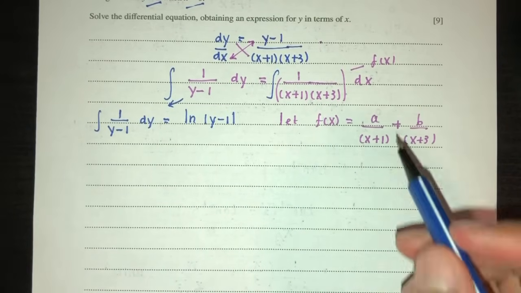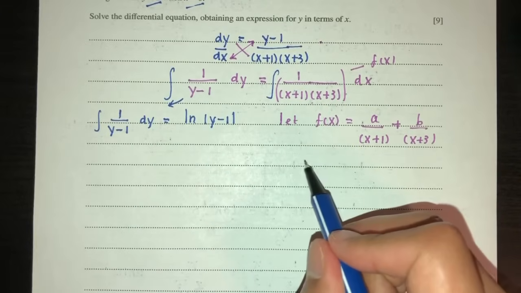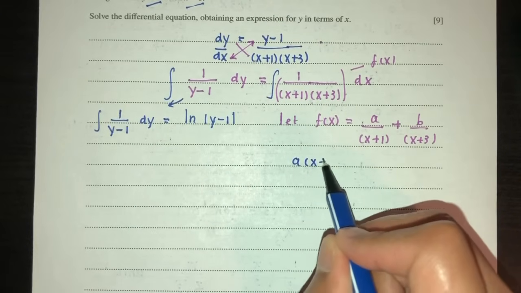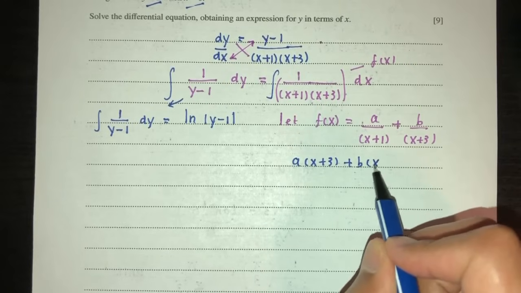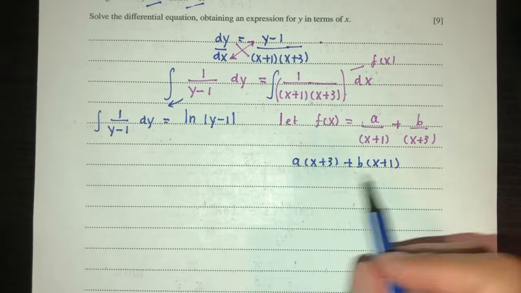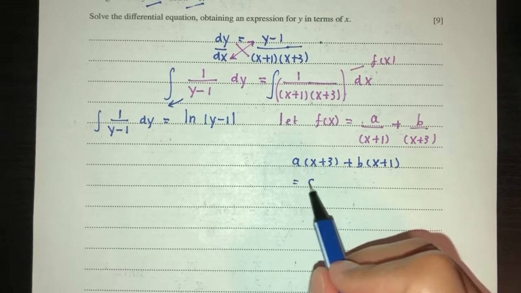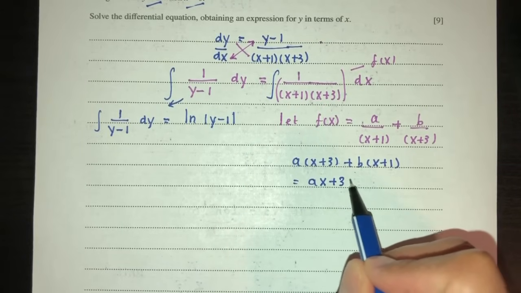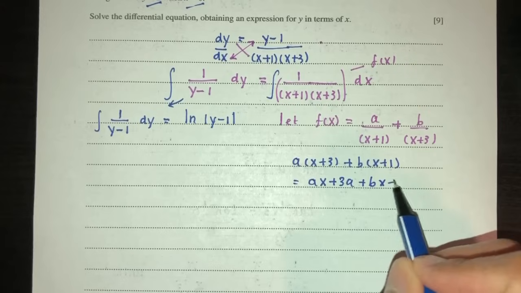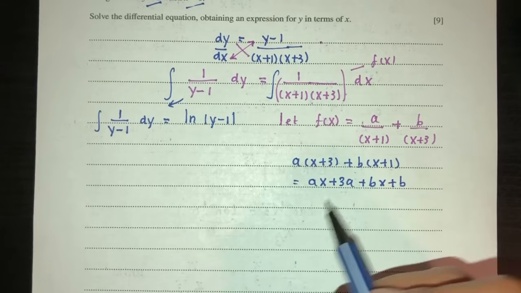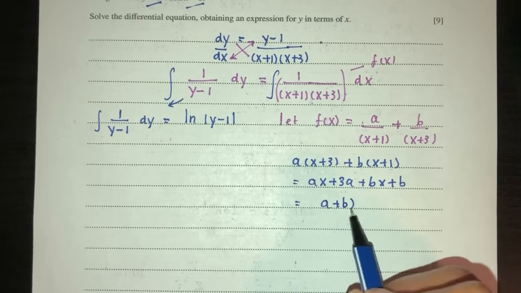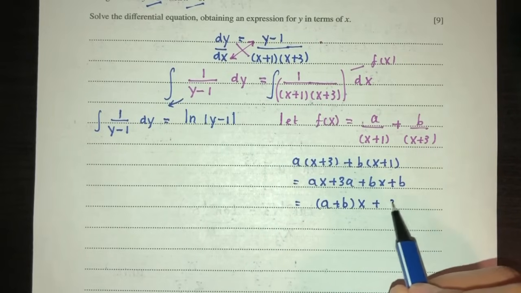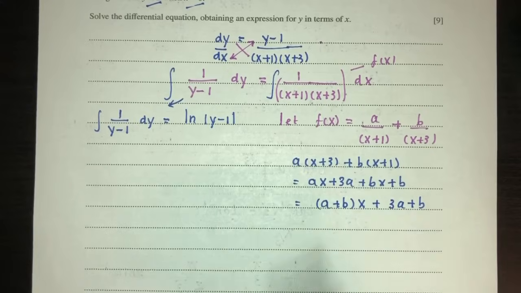So we have to simplify. You will have a times x plus 3, so you just cross multiply, plus b times x plus 1. Now we have to expand. You will have ax plus 3a plus bx plus b. Now regroup everything together. You will have a plus b, bracket, x, plus 3a plus b.